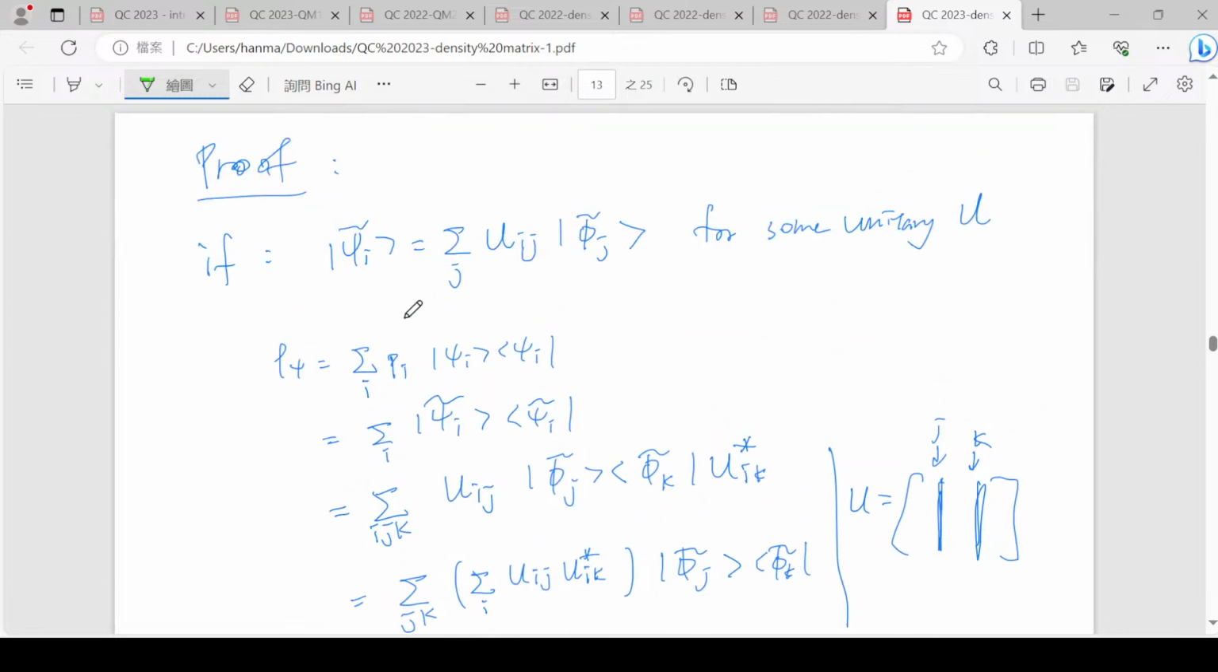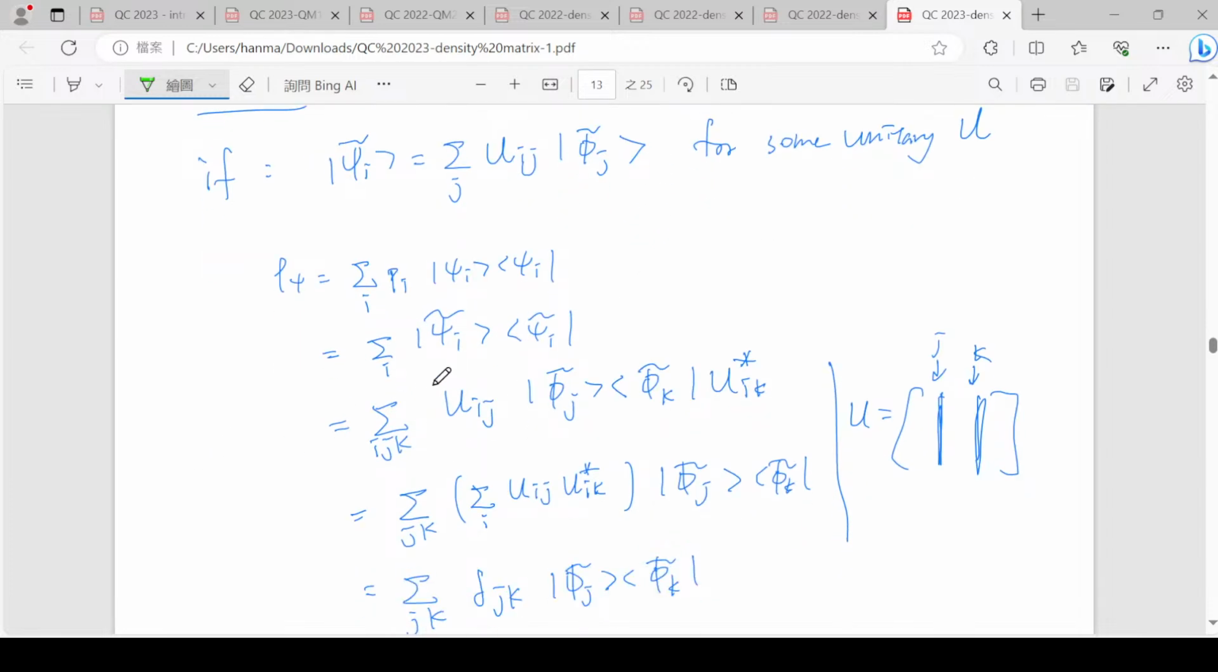The density matrix related to psi is just this summation of projector onto psi tilde. Then we break this into phi j tilde and see what happens. So now we have a lot of summation. We have the summation over i we had before, and this psi tilde ket breaks into a summation over j, and the psi tilde bra also breaks into another summation, and we need to change the index, so it is a summation over k.